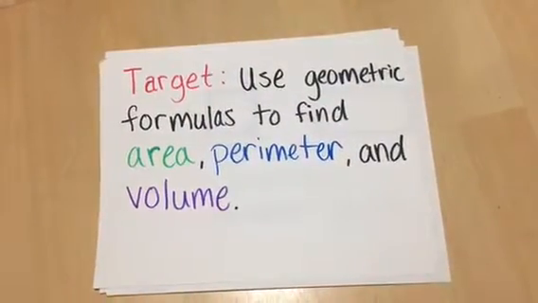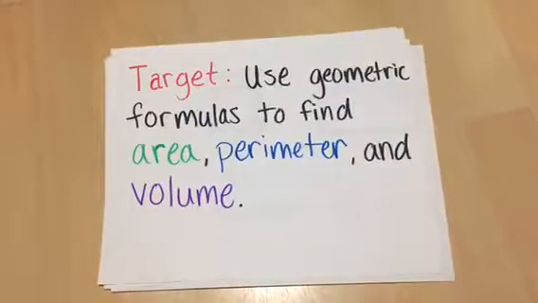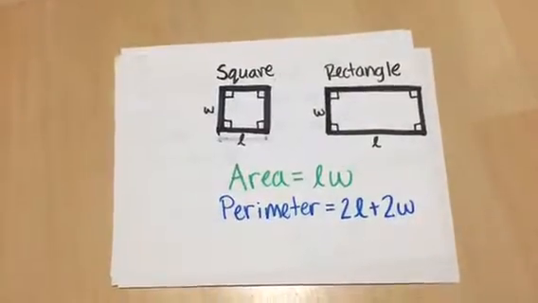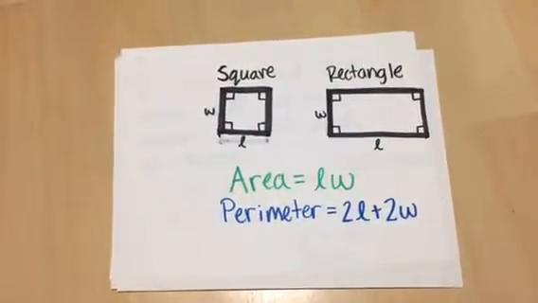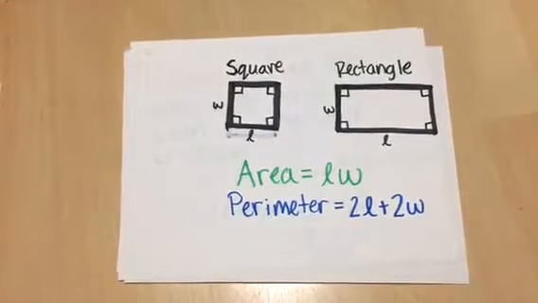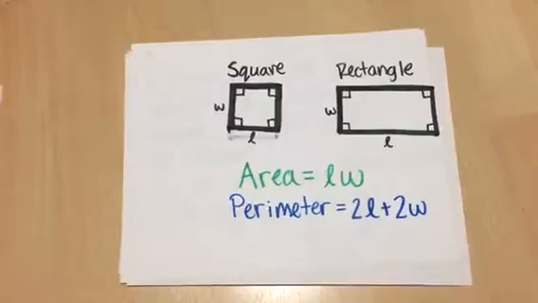Our target is to use geometric formulas to find area, perimeter, and volume. For a square or a rectangle, the formula for area is length times width. The formula for perimeter is 2 times the length plus 2 times the width.